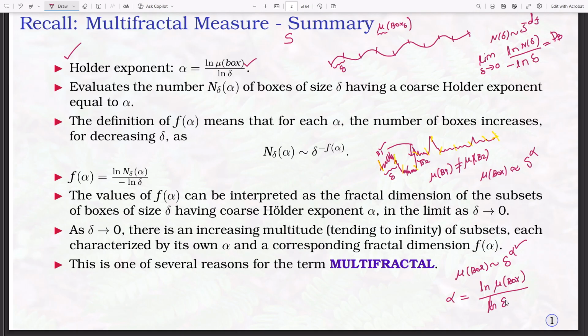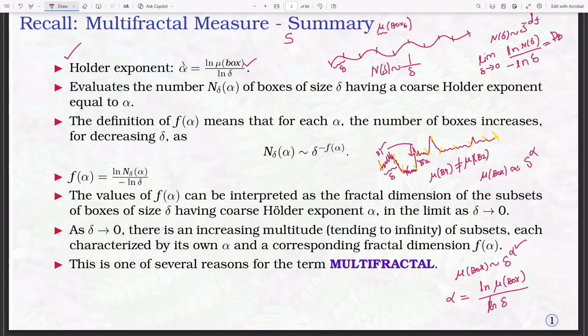So with respect to delta, the number of boxes and this delta have an inverse relation. Whenever this delta is decreasing, the number of boxes will increase. The number of boxes required to cover this object will increase. So whenever we get this delta close to 0, we will get the finite covering. So we will get the finite approximation. So this alpha now we are calling the Holder exponent.